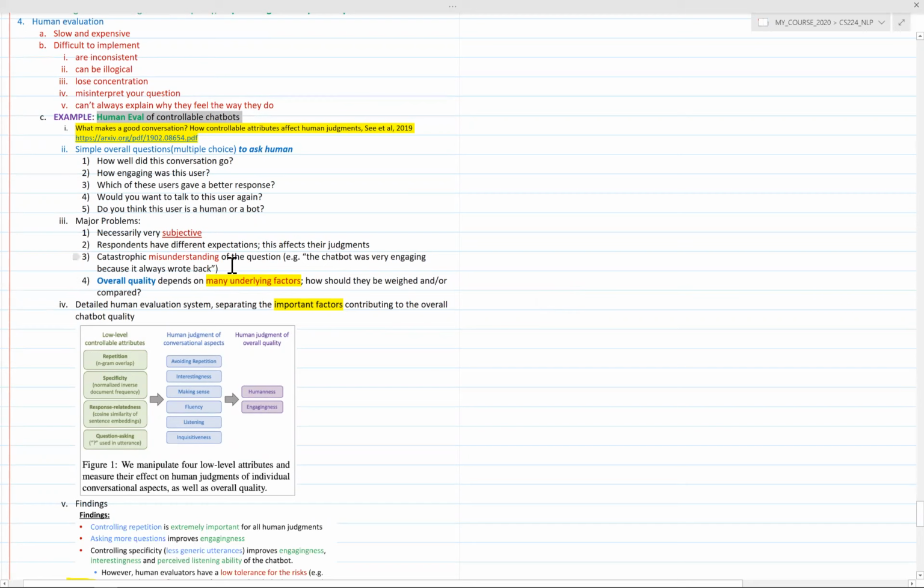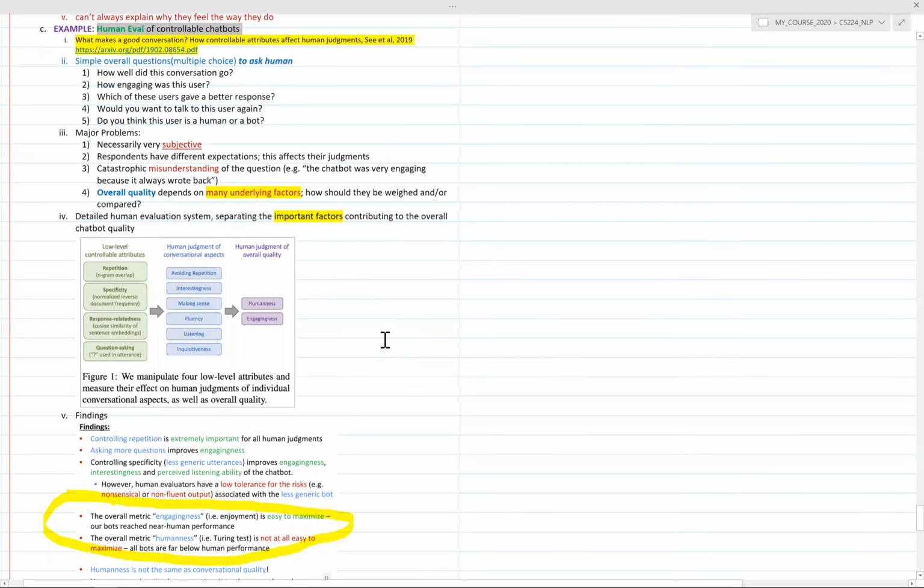And then the author of this paper was thinking to separate the important factors so that they in the end are contributing to the overall chatbot quality. So she was introducing some from the lowest level, such as the repetition, the question asking, and the specificity, and then to the final level of how humanlike the conversation is, like the humanness and engagedness.